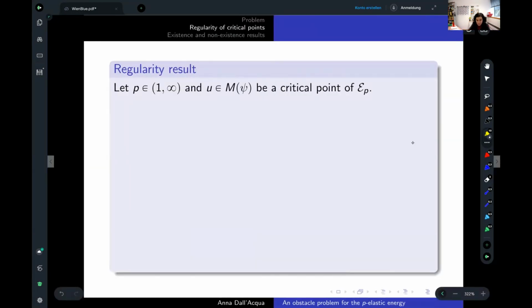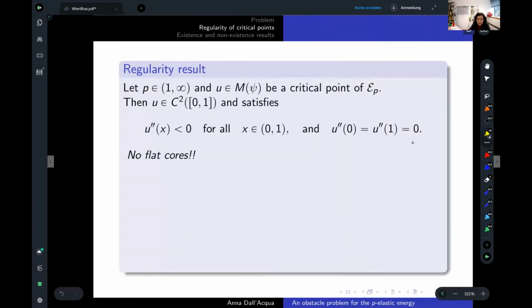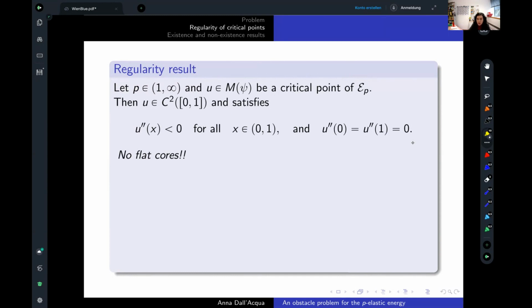So here we come to our main regularity result. For p between 1 and infinity, assume that u is a critical point for our p-elastic energy. Then we can say that u is twice continuously differentiable and strictly concave, so the second derivative is strictly negative in the open interval (0,1). So there are no pieces of line, not even; the second derivative cannot be somewhere equal to 0 except at the boundary points. So in the interior of the interval the second derivative is strictly negative, and at the boundary it's 0. And what about further regularity?